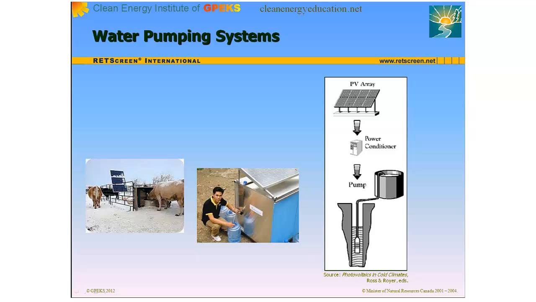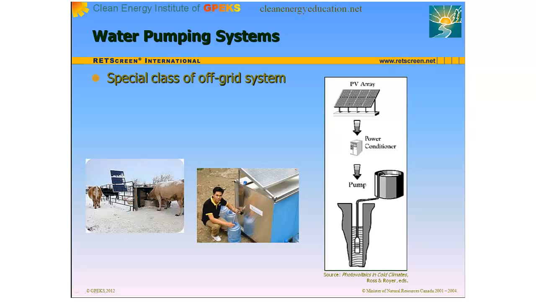Water pumping systems. This, the third class of PV system, is a special type of off-grid system. Its two distinguishing characteristics are that there is usually just one load, the water pump, and that a reservoir generally supplants the battery.